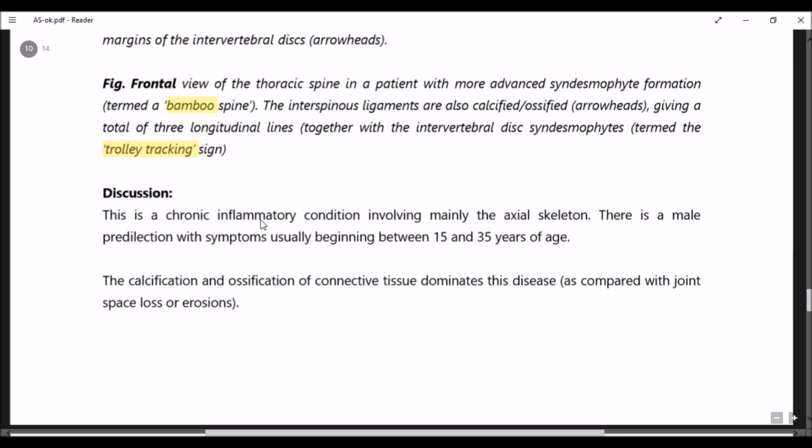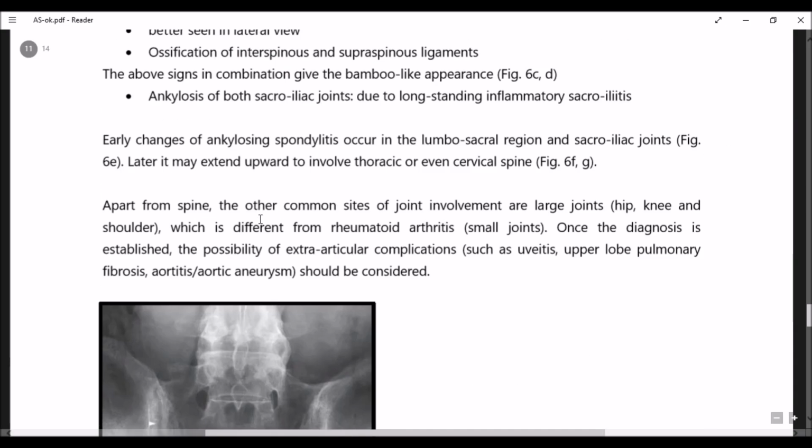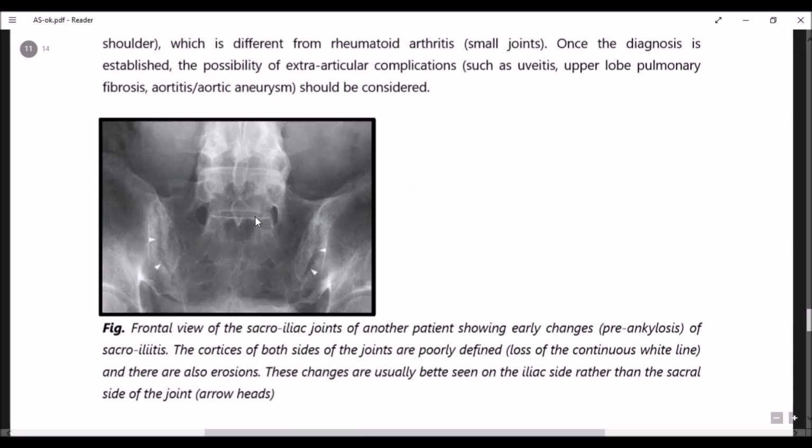The radiological features, all right. Here is also another photograph, right? The frontal view of the SI joints, once again. Another patient showing the early changes of pre-ankylosis or sacroiliitis. So yes, the cortices of both sides of the joints are poorly defined, with loss of the continuous white line, and there are also erosions. These changes are usually better seen on the iliac side rather than the sacral side of the joint.